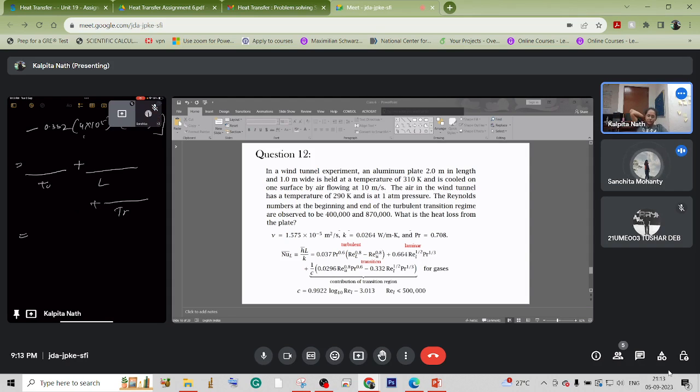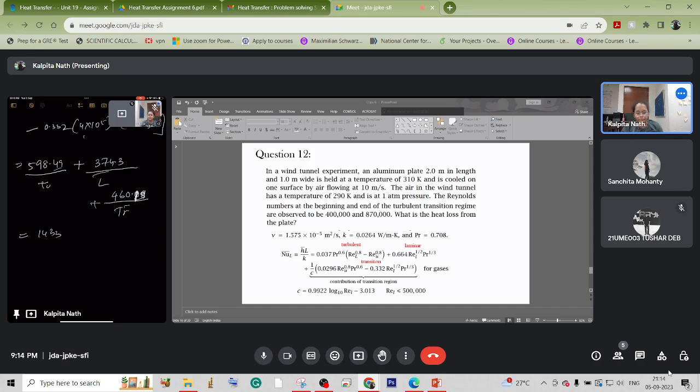For the turbulent part, I got 598.49. And then for the laminar part, 374.291. Then for the transition part, I got 460.094. Right. So this will approximately come out to be 1433, and we can also see all of them are almost similar.